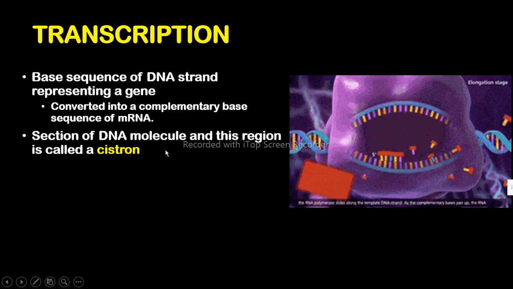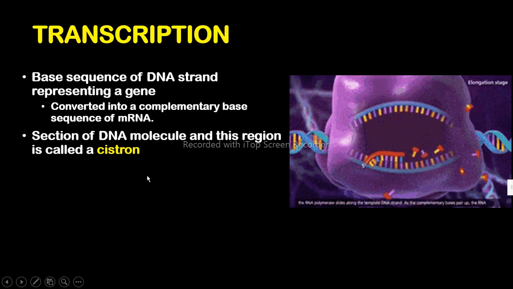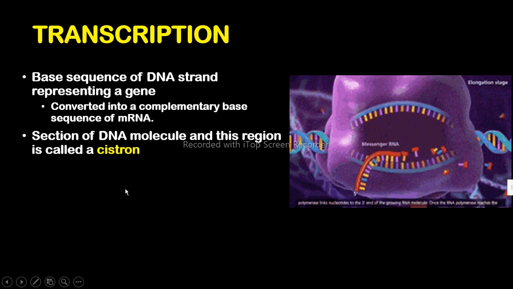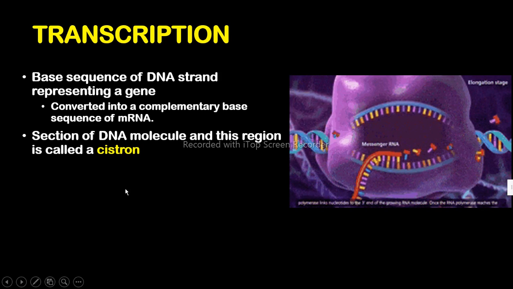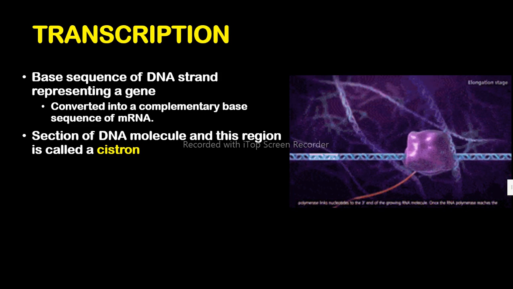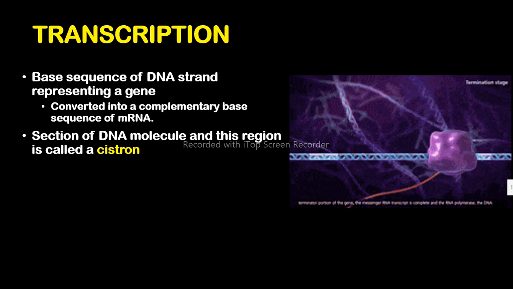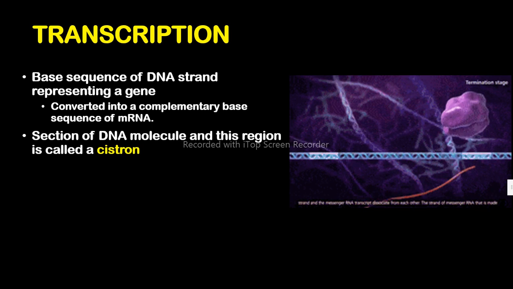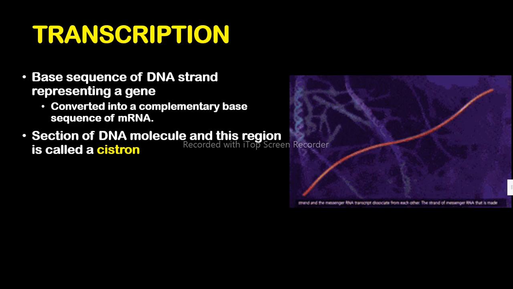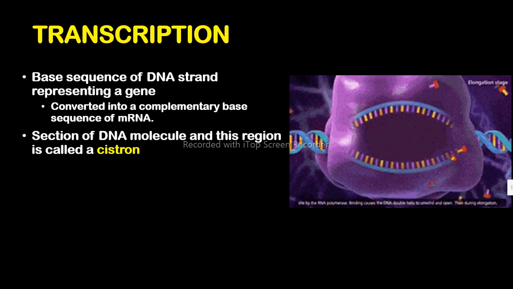The section of DNA, that segment of DNA that represents a gene, is known as a cistron. So in other words, cistron is an alternative word for gene, not an alternative form of a gene. So if you want to be more fancy, you can say cistron instead of gene. That one is cool.